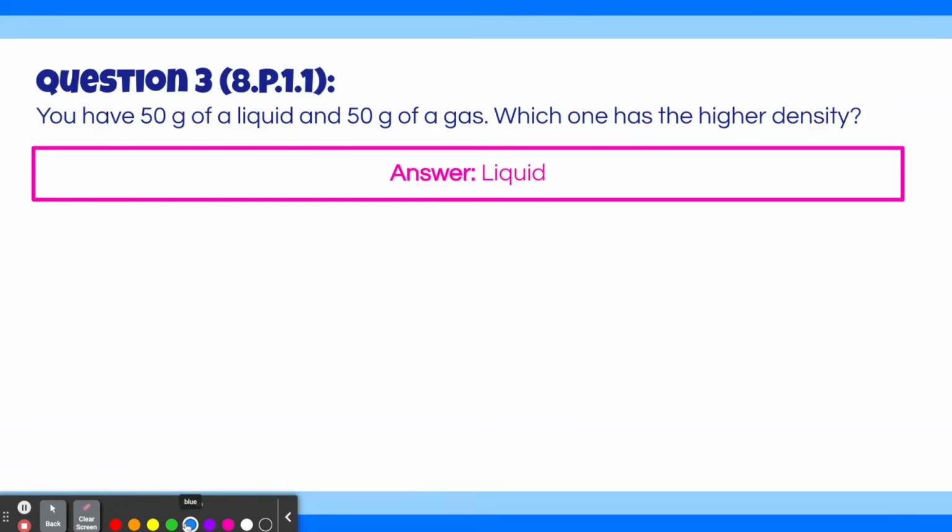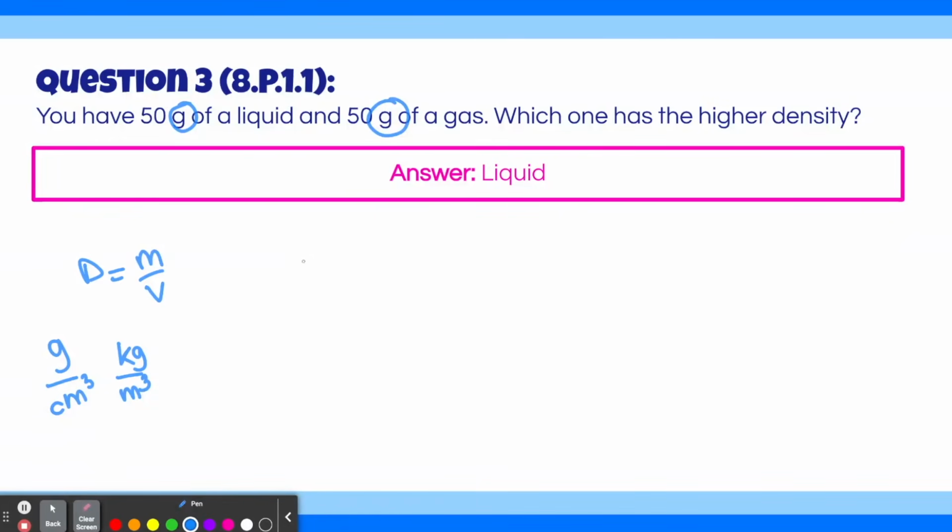So the first thing we have to keep in mind for this question is that density is equal to mass divided by volume. And the common units of density are grams per cubic centimeter and kilograms per cubic meter. For this question, we're going to use grams per cubic centimeter because the masses of the liquid and the gas in the question are given in grams. So if we know that the masses of a liquid and a gas are the same, how do we know which one has the larger density?